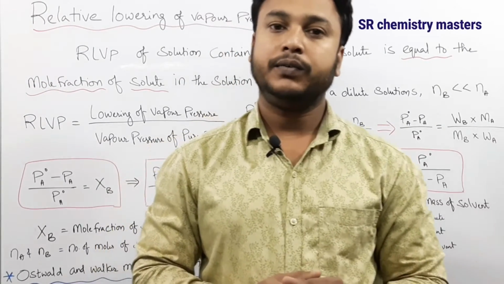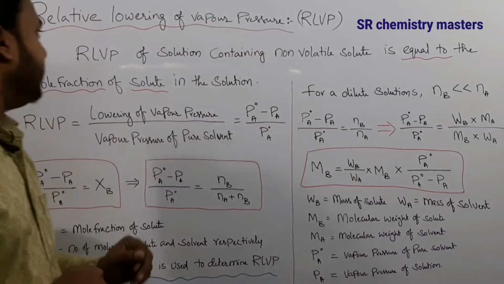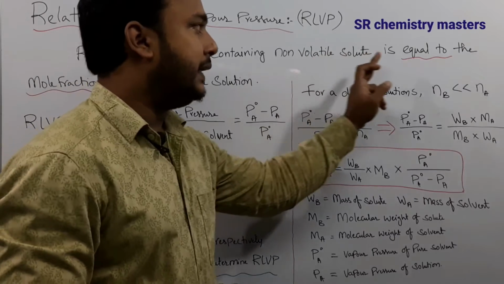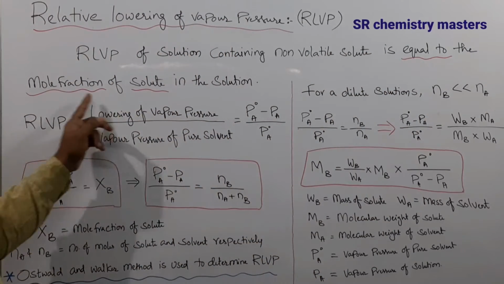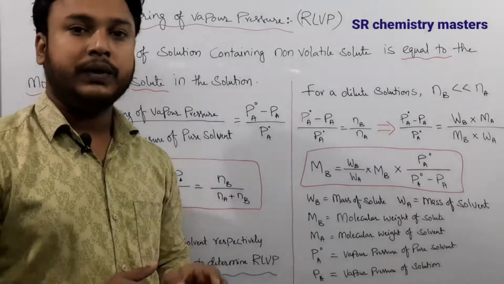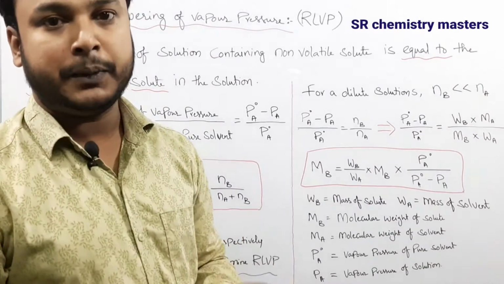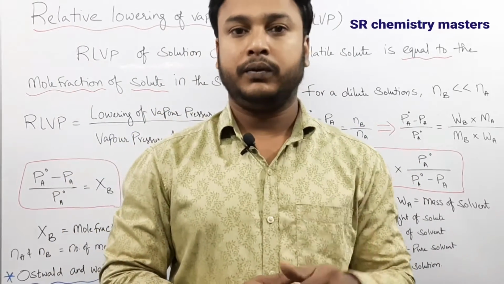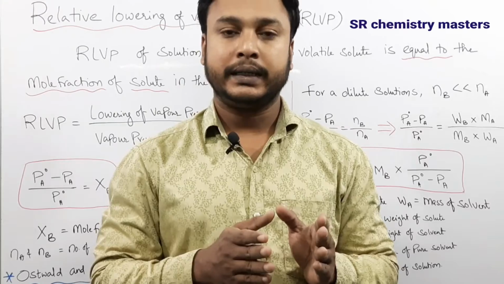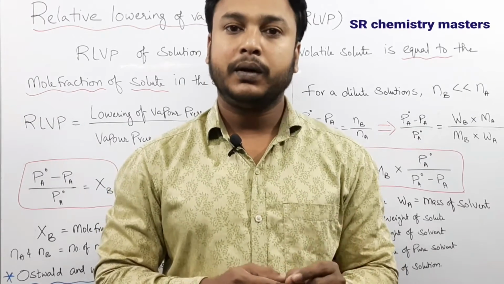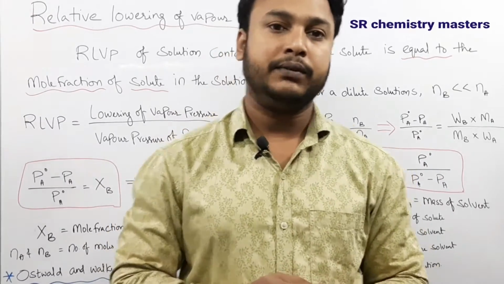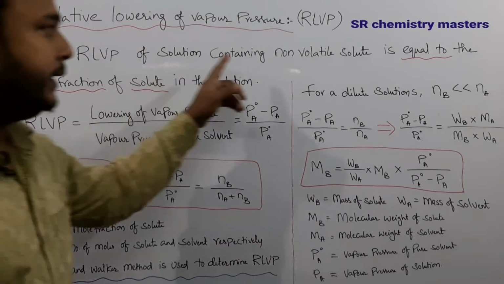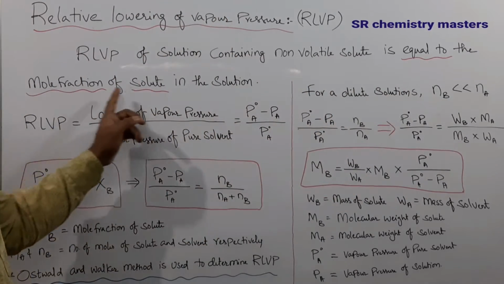Let us see the definition of relative lowering of vapor pressure. A relative lowering of vapor pressure of a solution containing non-volatile solute is equal to the mole fraction of solute in the solution. The amount of decrease in the vapor pressure of the solvent or the solution is because of the addition of non-volatile solute, and it completely depends on the number of moles of solute. That is the reason why we say relative lowering of vapor pressure of solution is equal to the mole fraction of solute.